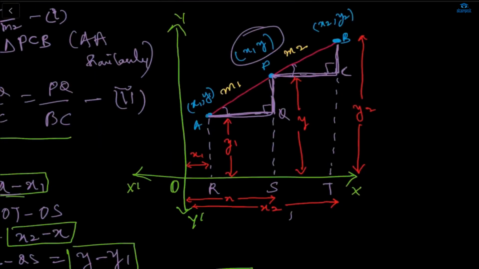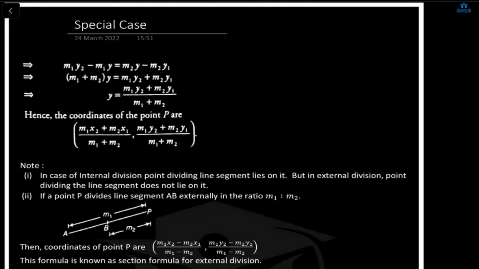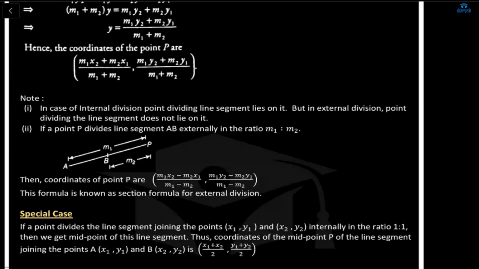Now there's a case when the point P will lie outside AB, that is, it is dividing it externally. You can see here in this figure that point P is external. If point P divides the line segment AB externally in the ratio M1:M2, then your formula will change. Where there was a plus sign, you will put the minus sign.